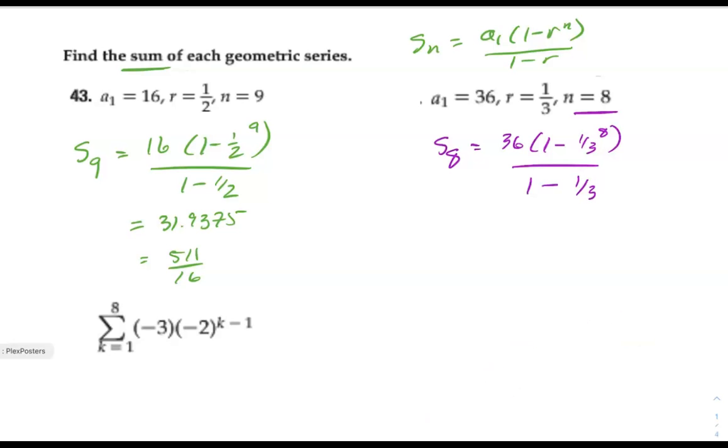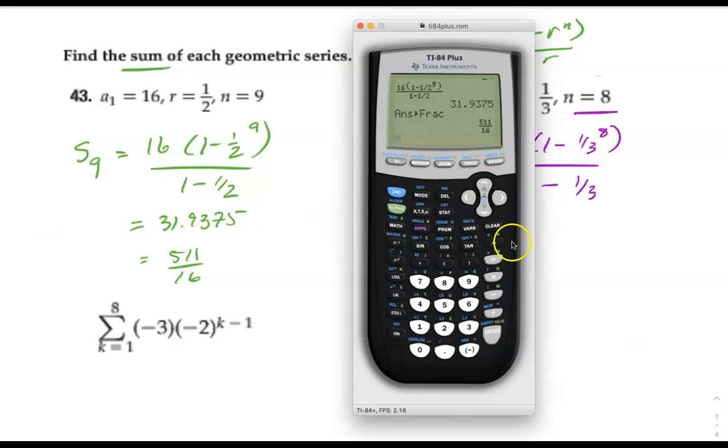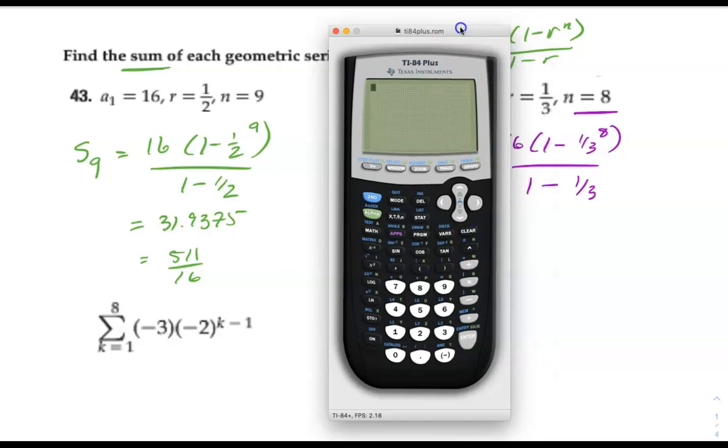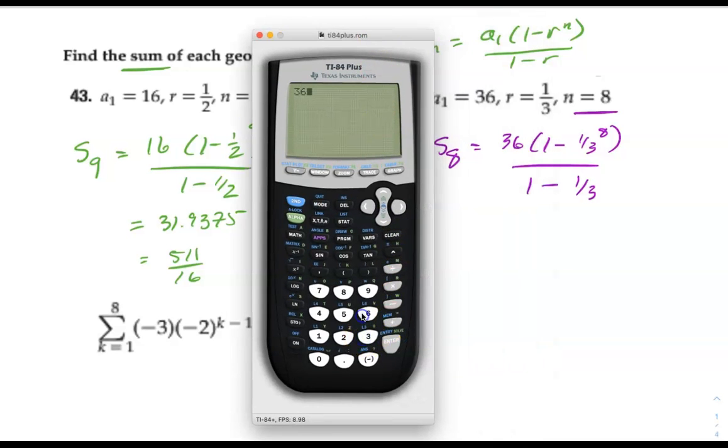Then again, we just go back to our calculator and plug it in. So 36, oops, sorry, it's a lot easier with the special button, so I don't have to worry about putting parentheses everywhere. Use the technology that we have. 36 times 1 minus 1/3 to the 8th power, and then you divide it by 1 minus 1/3.